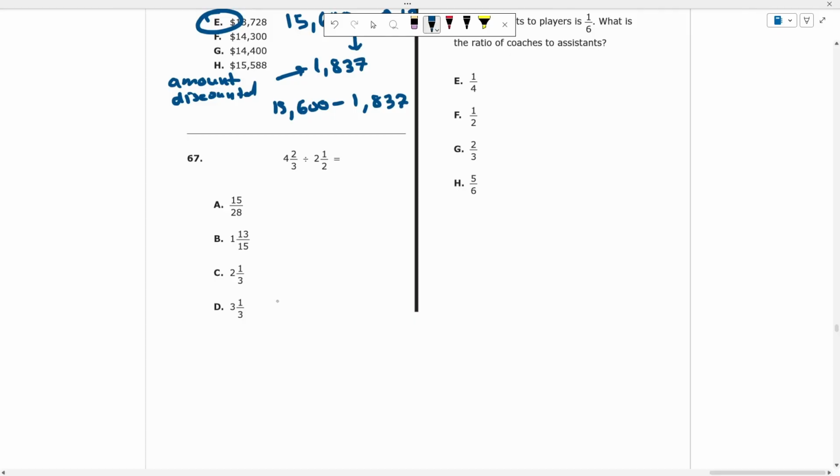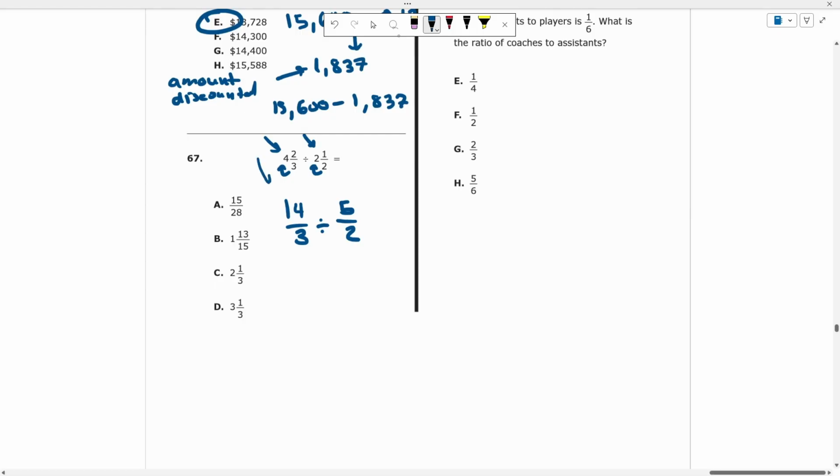Number 67 asks us to divide 4 2/3 by 2 1/2. Whenever we're dealing with mixed fractions, you need to turn them into improper fractions. There's no way to do this without turning this into an improper fraction. So what's 4 2/3 as an improper fraction? Well, 4 times 3 is 12, and 12 plus 2 is 14. So this is actually 14 over 3 divided by 5 over 2. You follow the same rule. You multiply the denominator by the whole number, and then you add the numerator. So there's no way to do this without first converting them into improper fractions.